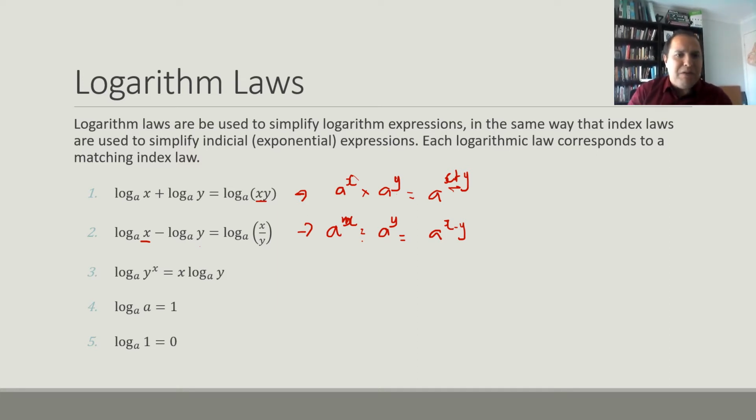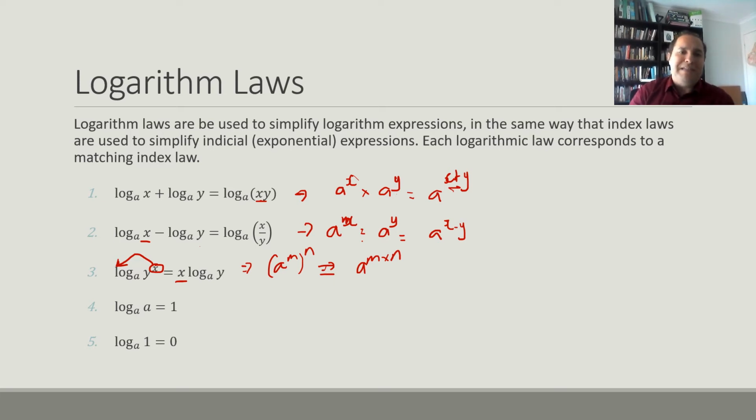Now this rule, log base a of y to the x equals x log base a y. What's basically happening is our power x is able to move to the front of our log. If you want to work out where this rule comes from, it's very similar to our index law that says a to the m, all to the n, is equal to a to the m times n.